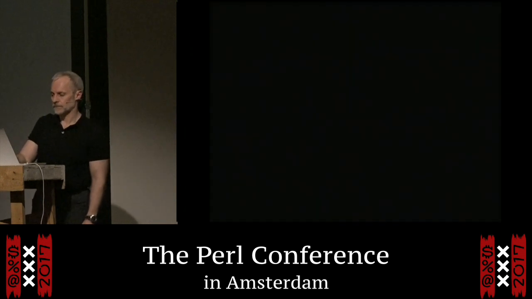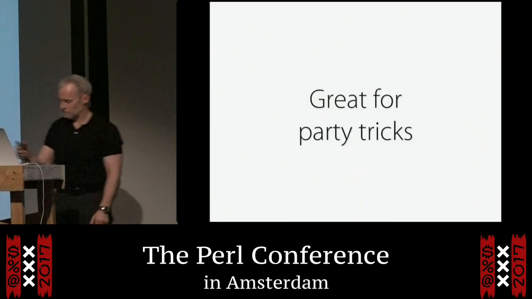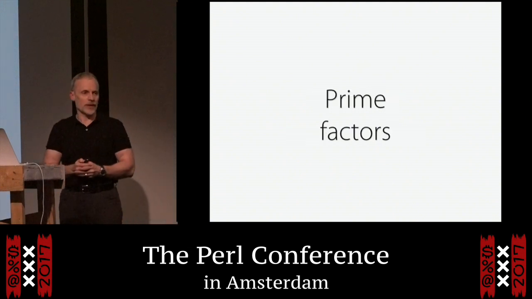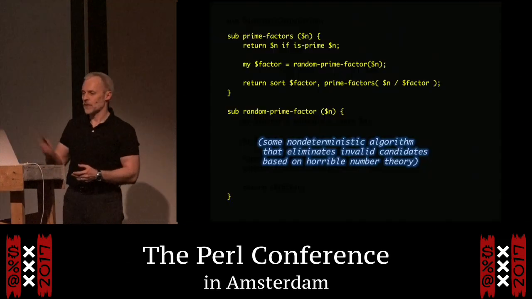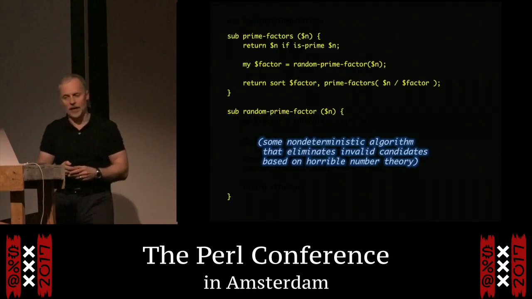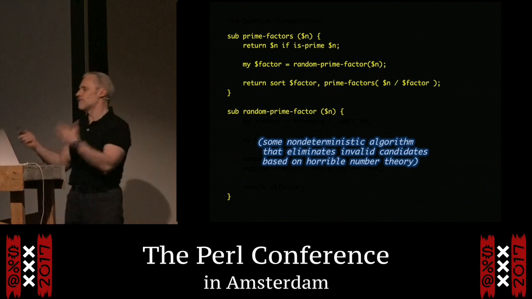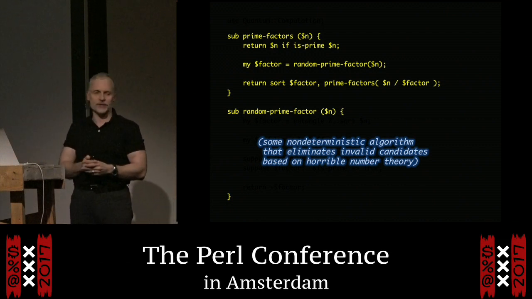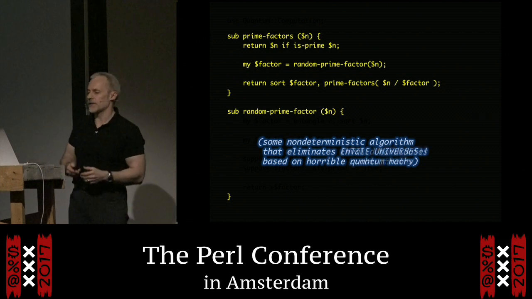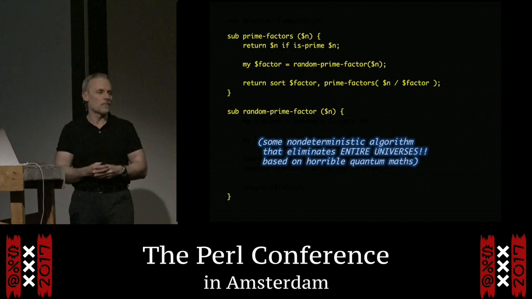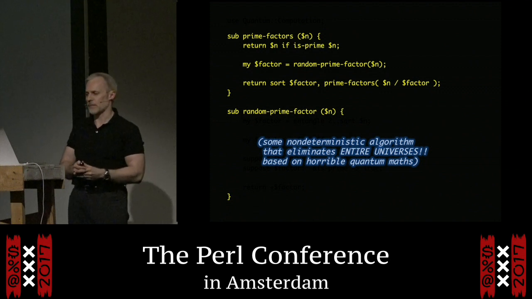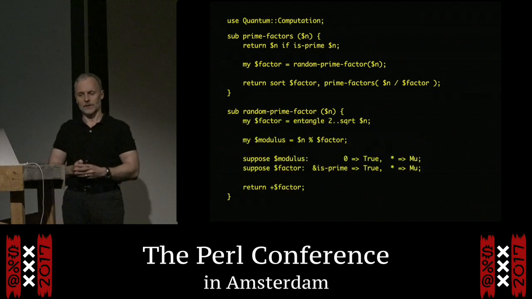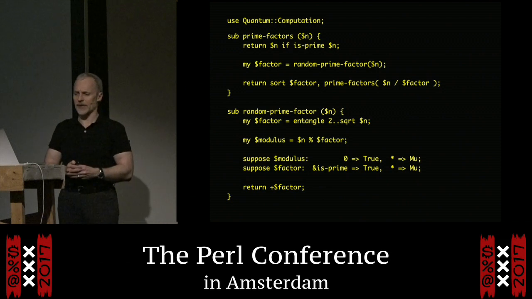So why is that cool? Well, it's cool for party tricks, but it's actually cool for real work as well, because you can use this to create prime factors. Remember this algorithm? This was the terrible algorithm where we used getting rid of bad candidates for random factors using horrible number theory. I don't like number theory, it's too scary for me. So instead I decided that I would do it by removing entire universes based on quantum mechanics, because that just seems like a much more reasonable way of doing things. Here's the algorithm, which is surprisingly not very scary.